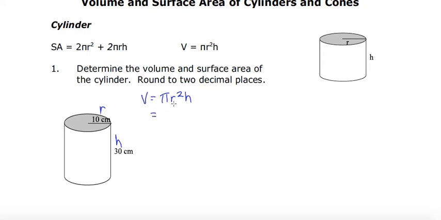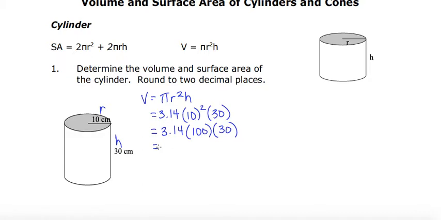We can substitute in the value of 3.14 for our value of pi. The radius is 10 squared, and then our height is 30. So following order of operations, it tells us that we need to do our exponents first. So 10 squared is 100, 10 times 10. And then the last thing we want to do is multiply these three numbers together.